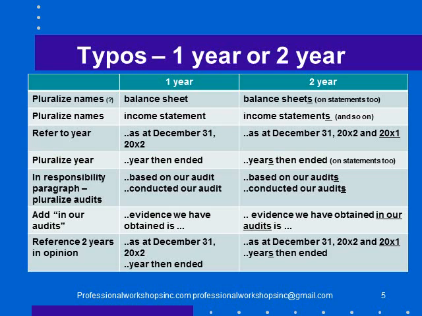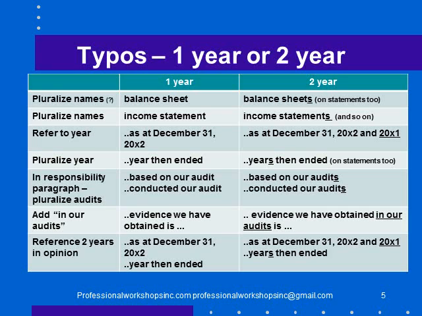The other typo we can get is if we're giving either a 1-year or a 2-year opinion. And when we're giving a 2-year opinion, the auditor's opinion extends to 2 years, and it has to be very clear that it does that. This is typically for public companies, and the regulators are particularly picky to make sure that the auditor references both years. Now, the standard setters around the world are pretty clear that we pluralize the names.